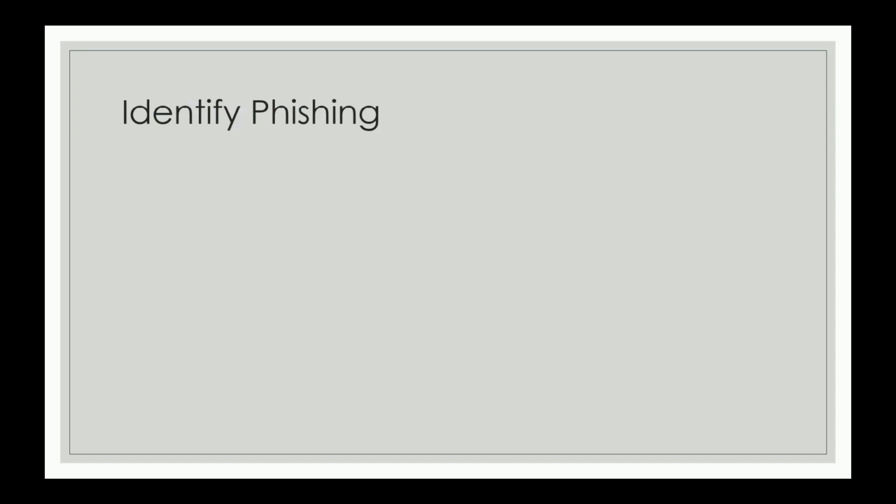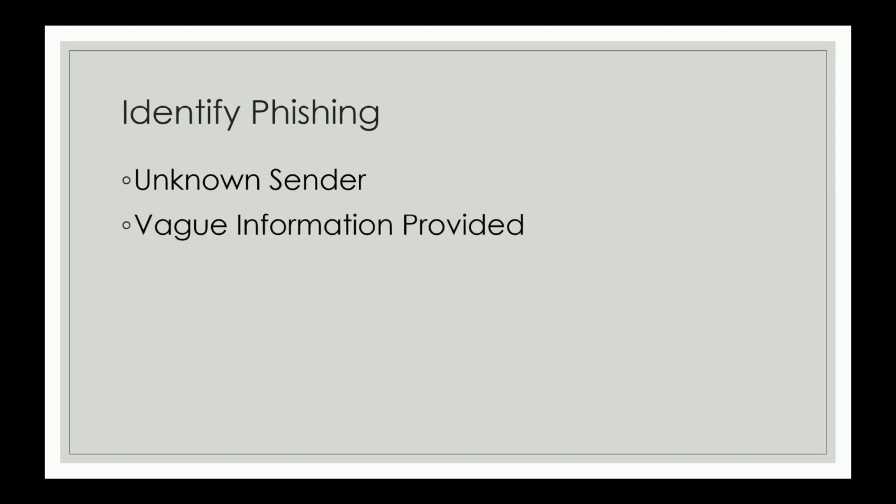So how do you identify phishing messages in your inbox? There are several factors that we can use to try and identify phishing messages. The first is if it's an unknown sender. Bad actors often use compromised email addresses to send out their phishing campaigns. Another factor is if the message contains vague information. The bad actor doesn't want to provide too much information. They want to stir your curiosity and try to lure you into opening attachments or clicking on links. To do that, they provide very little information.